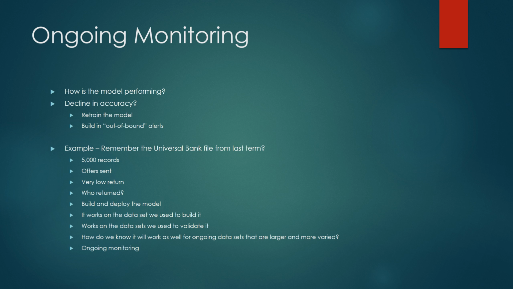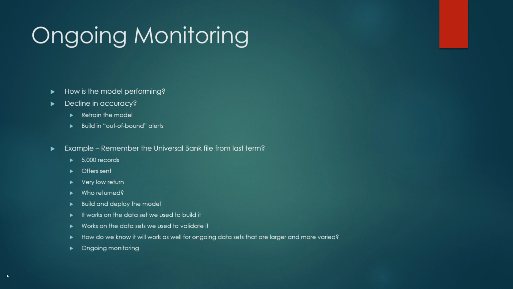We might also build in out-of-bound alerts. And these are, for example, if the model throws out an outlier, a value that is way out there, it could be something that gets sent back to a system administrator or somebody saying, hey, wait a minute, this doesn't look right. This is beyond the limits of the parameters that we built into the model. I want you to take a look at this and determine what's really going on here.